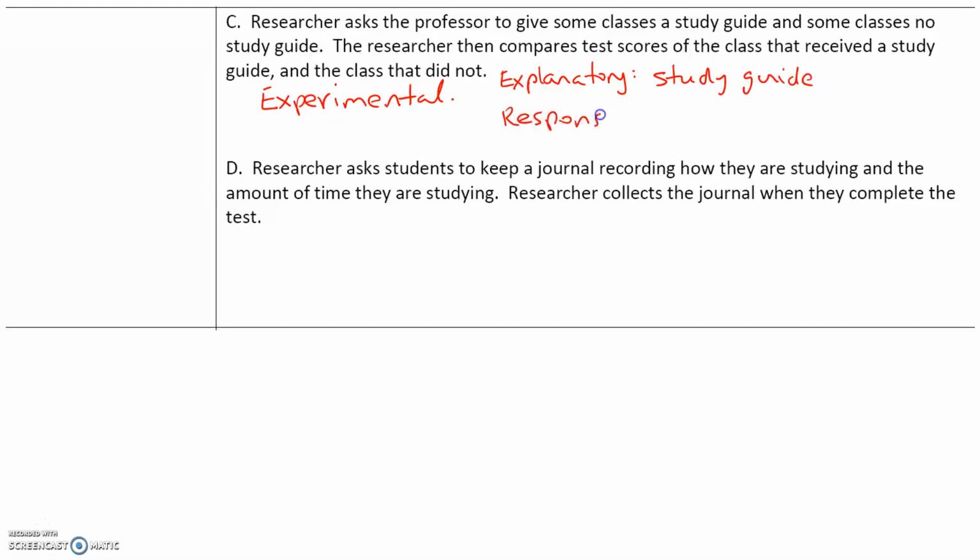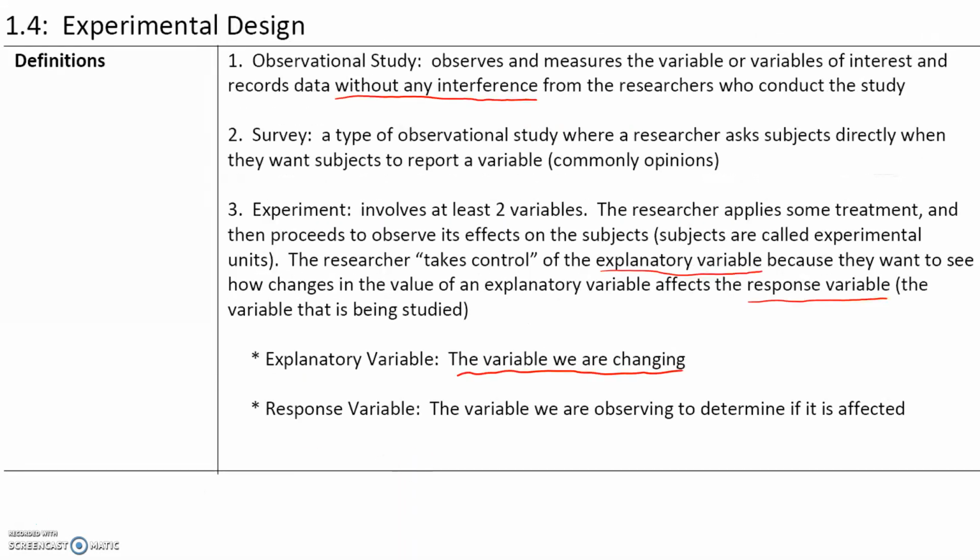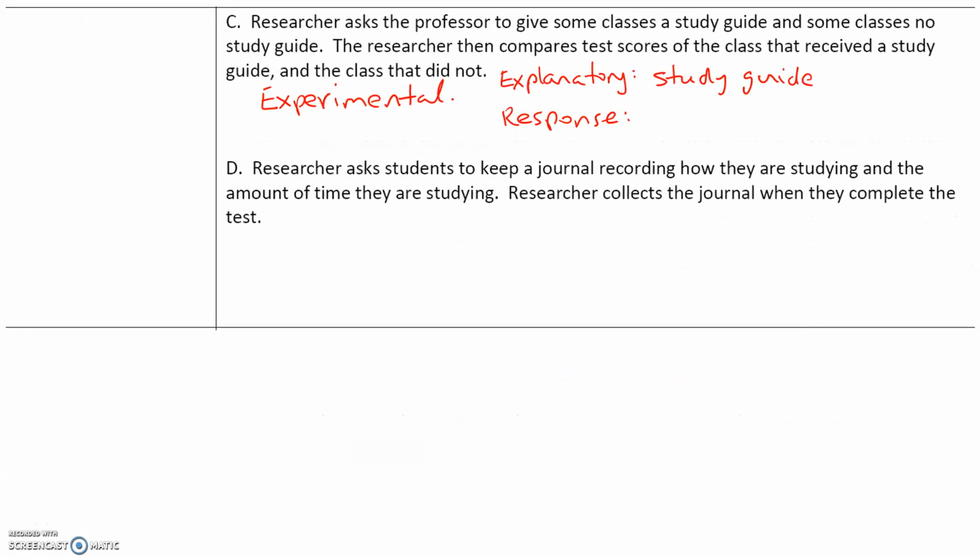The response variable is a variable that we're observing to determine if it is affected. So what are we looking at to see if it's affected? Well, we're looking at the test scores of the class that received the study guide and the class that did not. So the response variable is test scores. So remember, for an explanatory variable, look at which variable are we changing, and the response variable is which variable are we studying.